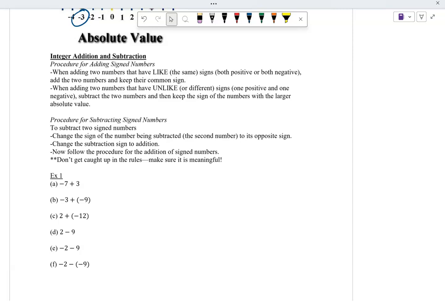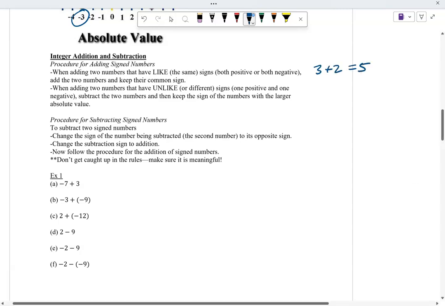So here's our procedure for adding signed numbers. If they have like signs, same sign, sum them up, and different signs, subtract. So for example, 3 plus 2, they're both positives. Same sign, sum them up, right? If I'm at 3 and I add 2, go in the positive direction, I end up at 5, right?